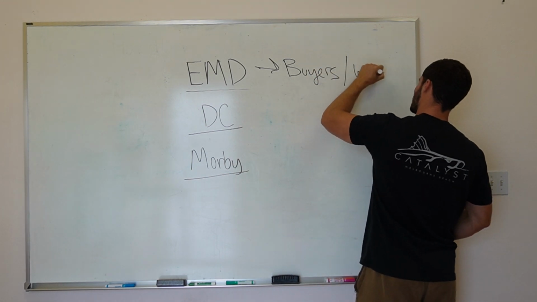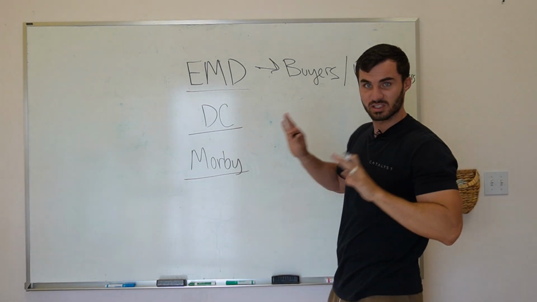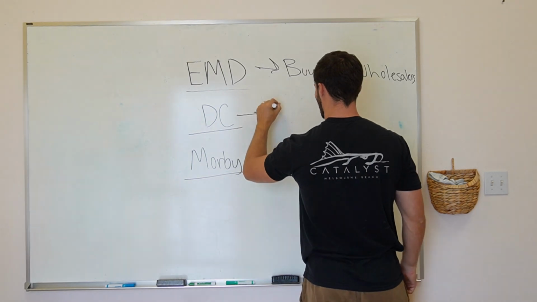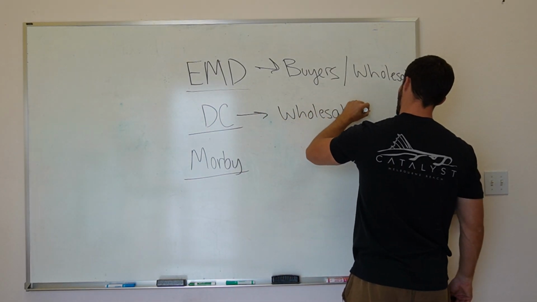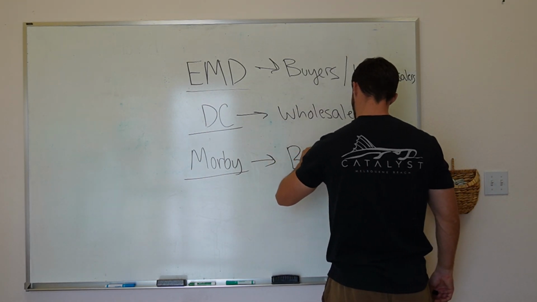or wholesalers, either one. There's going to be some nuances with both, but you can do it with either. A DC, aka a double closing, is going to be with wholesalers. And then your mortgage method right here is going to be with buyers.